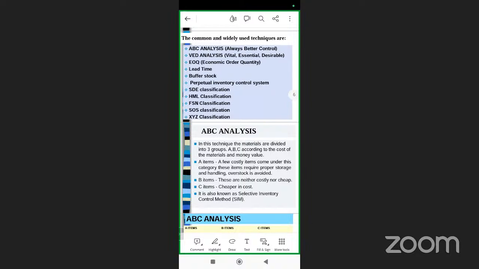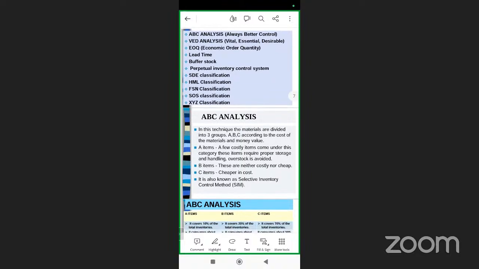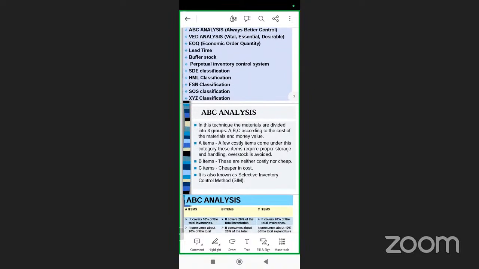Now, for all these materials, the first technique is called ABC analysis. ABC analysis divides the total products into 3 categories. What are those 3 categories? The name itself tells it: A items, B items, and C items. What are A items? A few costly items we call A items. The next one is neither costly nor cheap items, the average cost items. Third one is the cheaper items, cheaper in cost.